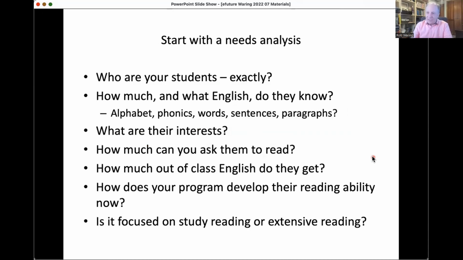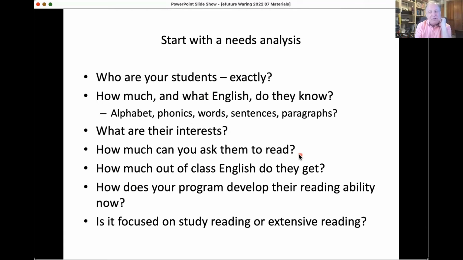So where do you start? Well, you should start with a needs analysis. You need to find out who exactly your students are. What's their language background? What are their worries? And what are their fears about language learning? How much and what English do they know? What topics are they interested in? Because you need to get the material that they're interested in. If they're interested in skateboarding, please find something about skateboarding if you can. How much can you ask them to read?